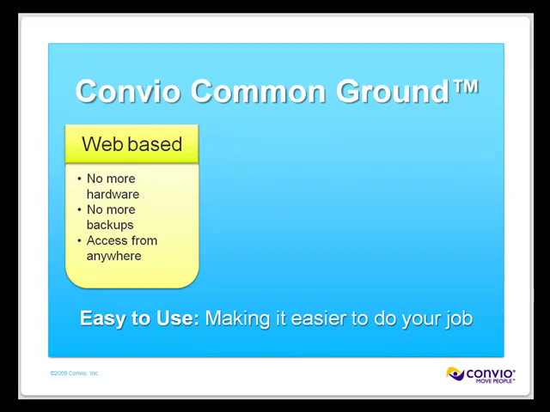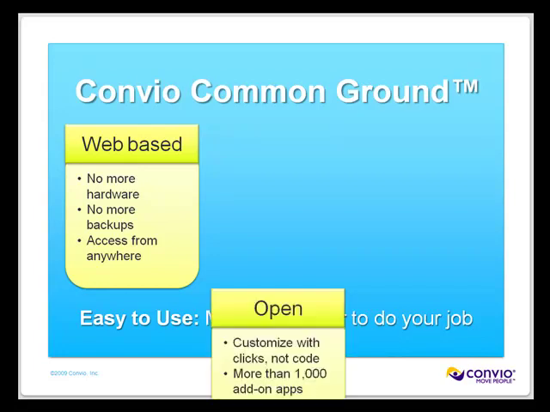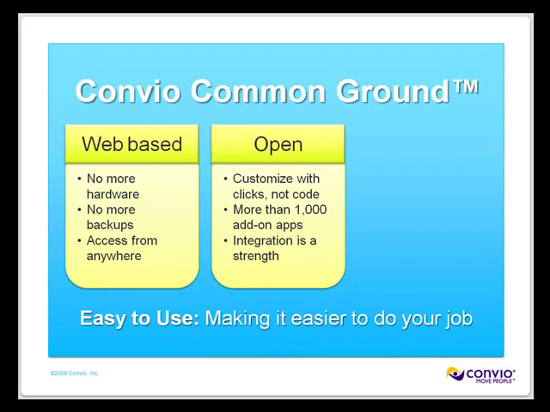We take care of it, from providing the enterprise-level security you need to backups and all hardware maintenance. And best of all, there's no more software to install and no more upgrade hassles, since many of the feature upgrades simply happen automatically. Another reason Common Ground is different, it's open. It's open to integration, it's open to customization, and it's open for other software programmers and vendors to expand upon, and not just one vendor.